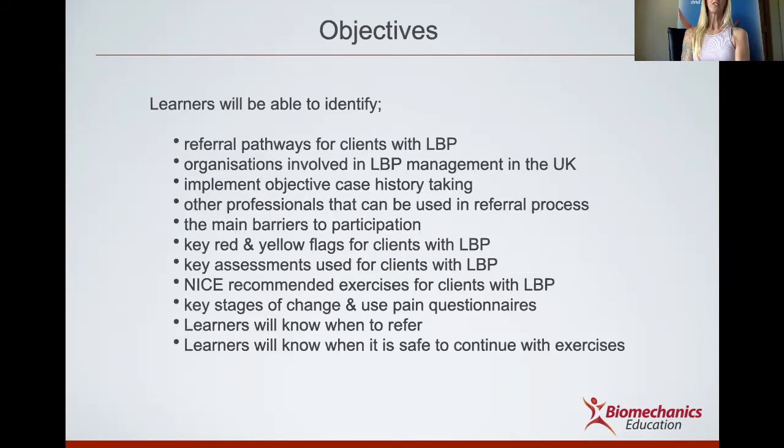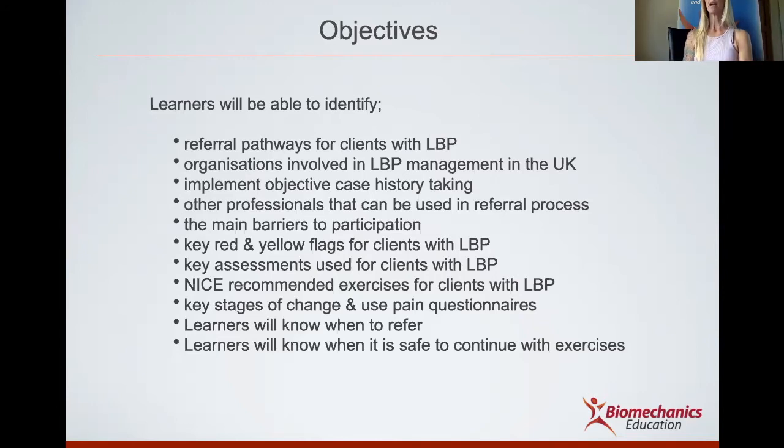So the objectives of this next section are really about identifying pathways and organisations that are involved with low back pain, so that we can do some really objective history taking. We've talked about the screening forms, the documentation, and also the referral process, which is a really key component of being an exercise professional working with people in pain. There are also key barriers to participation, some of which may be more emotional, some more physical, and again we can explore some of those, and they divide across red flags and yellow flags as well.